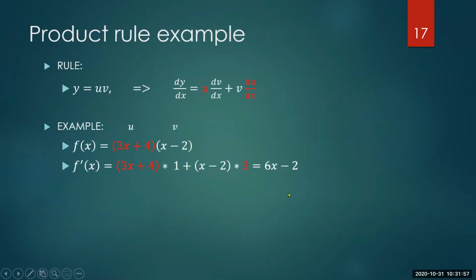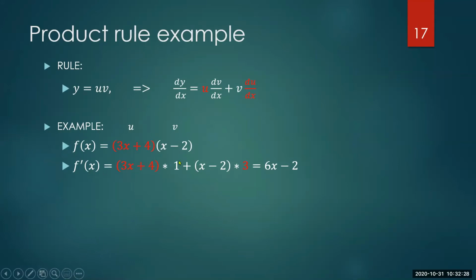Okay, so here's an example of the product rule. We're saying y is equal to u multiplied by v, so dy dx is equal to u dv dx plus v du dx. And so here's our example then. We're saying f of x is (3x + 4) multiplied by (x - 2). So I'm going to say 3x + 4 is u, and x - 2 is v. So f dash of x then, now let's look at what we're doing here.